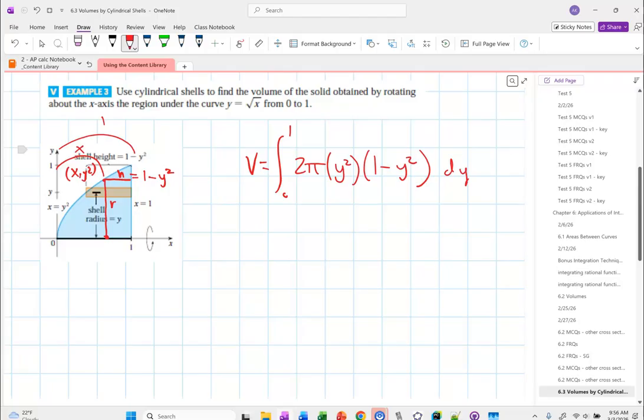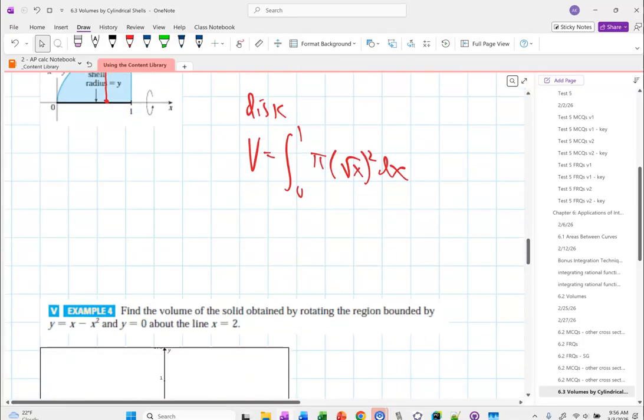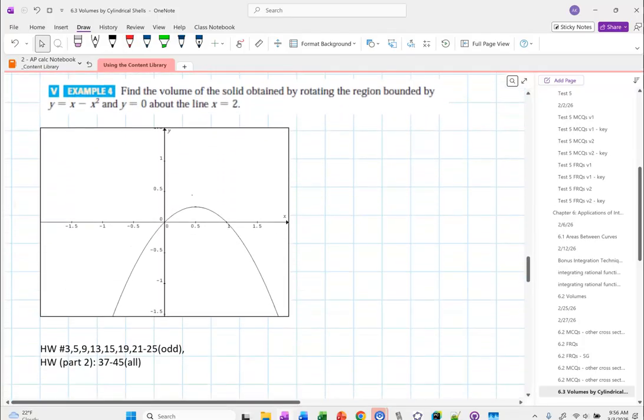Again, for the record, would I ever do this using shells? No. Me personally, never. This screams just do a disk. And it's super obvious, right? And I'm done. Like easy disk problem. But whatever. All right. Let's look at another.